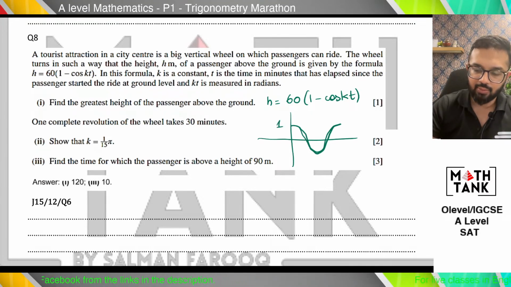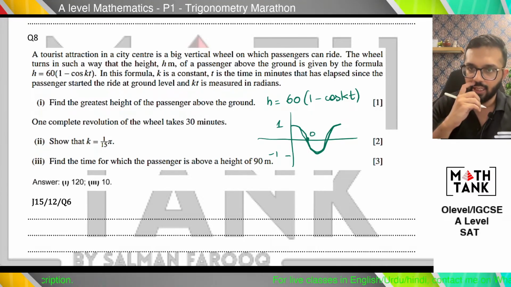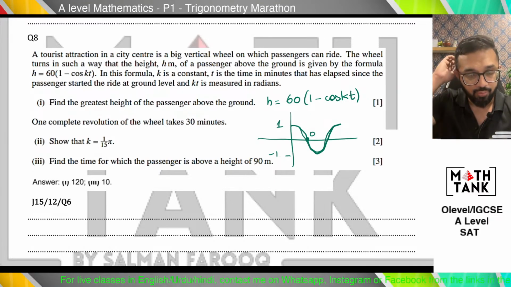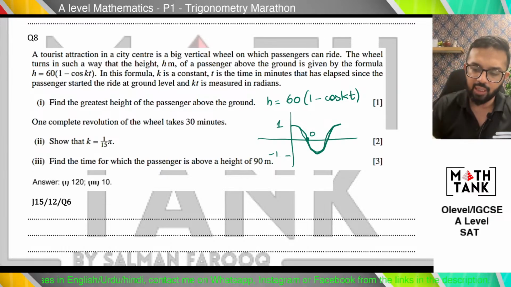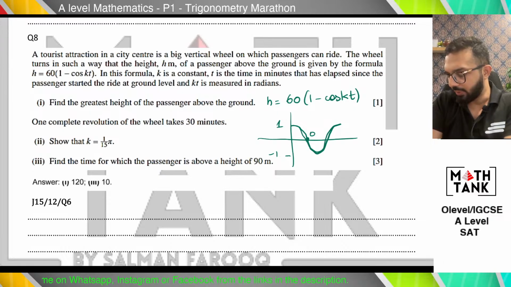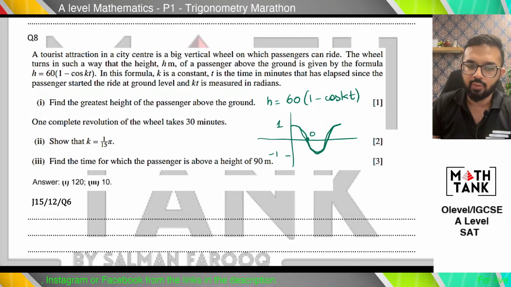It has a maximum value of 1 and a minimum value of -1, and then there's another critical value called 0. Whatever transformations are happening to this graph will obviously not be at these points when I draw 60 minus 60 cos kt. Why is it not going to be at this point? Because there are a lot of transformations happening to this graph.